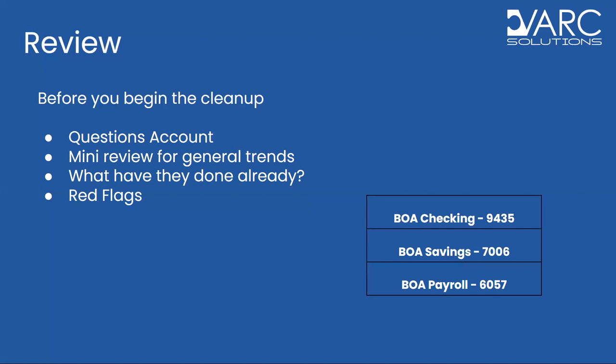So I may look at all of my January statements and just take a look. Okay, they've got these 3 checking accounts. Payroll is paid out of 6057, but that money comes from 9435. Looks like their credit cards and loans are also paid out of 9435. And 7006 appears to be just a money market that gains interest, whatever. It doesn't really matter.